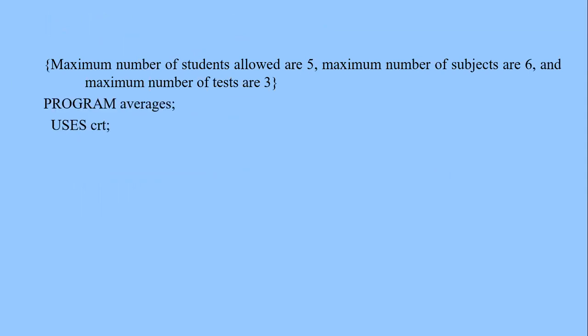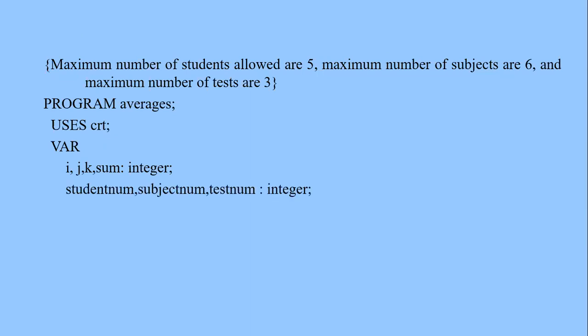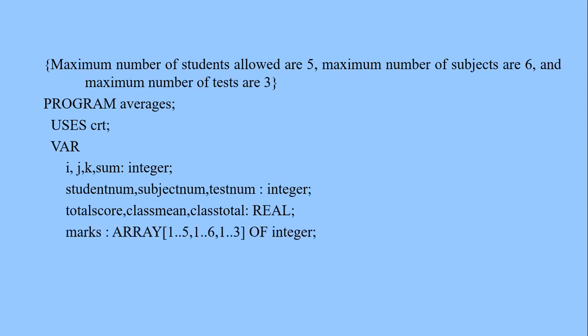Our program is called averages. We use uses because we are going to use the function for clearing the screen or manipulating the screen. That is uses CRT. And then we declare our variables I, j, k, sum of type integer. Then we also have student num, subject num, test num, integer. Test score, class mean, class total, type real.